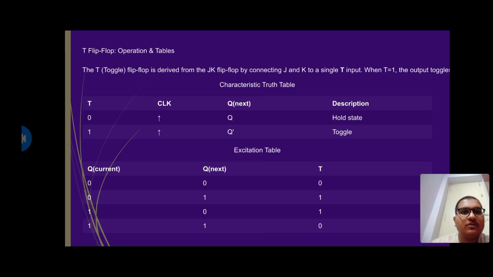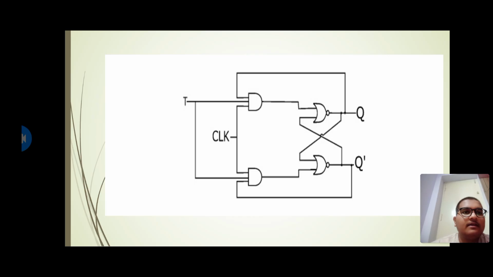Excitation table: when both Q current and Q next are 0, then T is also 0. When Q current is 0 and Q next is 1, then T is going to be 1. When Q current is 1 and Q next is 0, T is 1. When Q current is 1 and Q next is 1, then T is going to be 0. Now here we can see that this is similar to your JK flip flop.